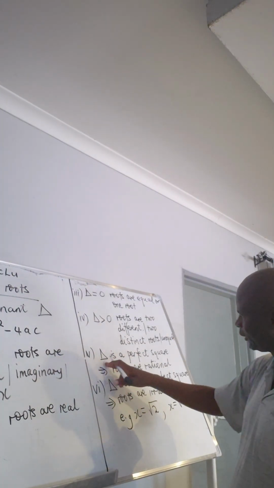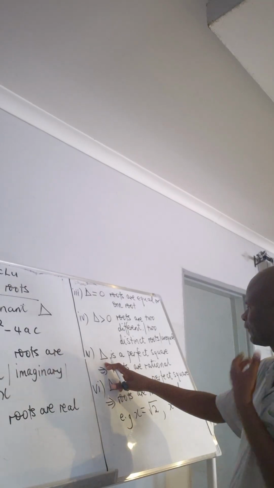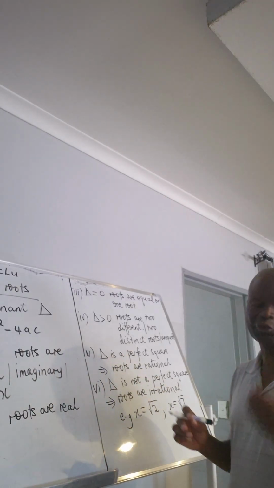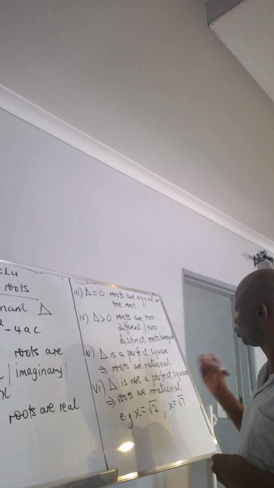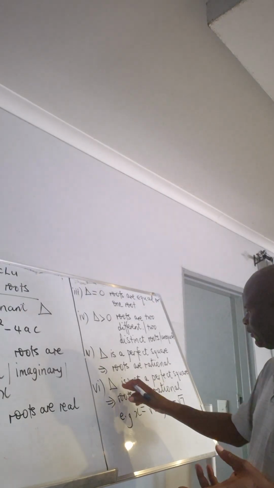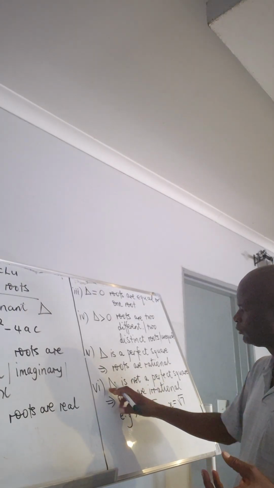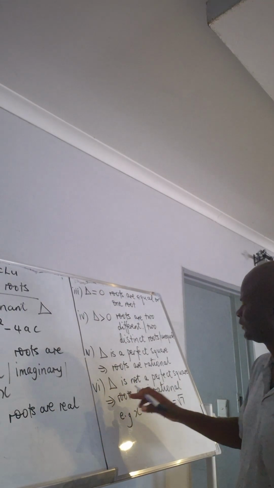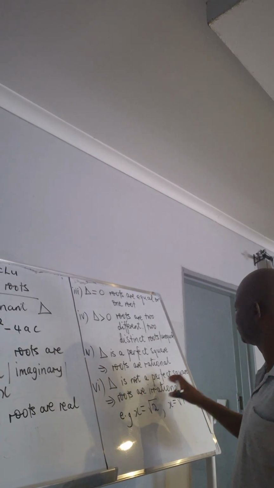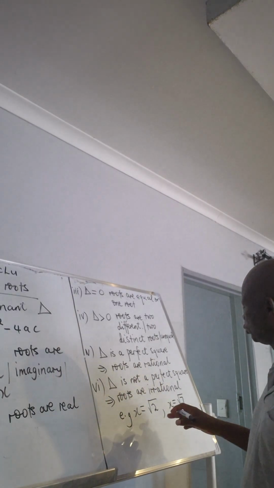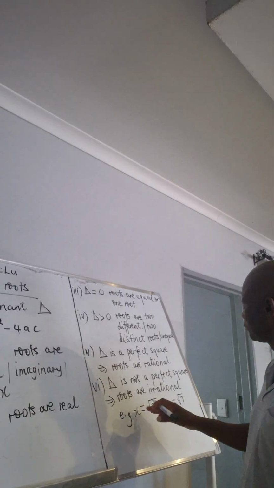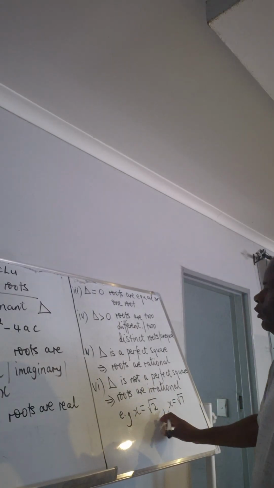Then from all of the above, we can now have another new condition. If delta is a perfect square, then the roots are rational. If delta, I'm saying delta, this is the discriminant, yes, is not a perfect square, this implies roots are irrational.